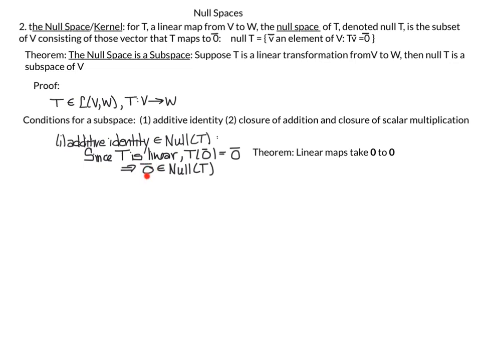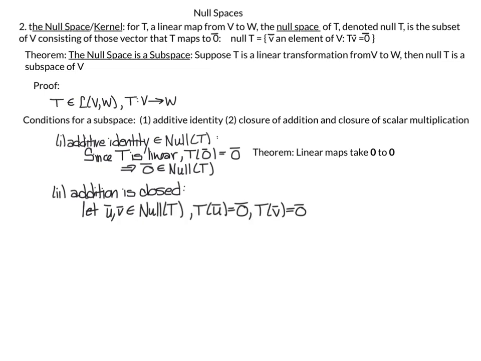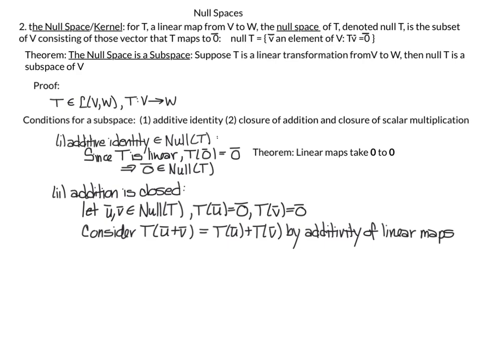And therefore, our additive identity 0 is in the null space of T. Next, we're going to show addition is closed. So we're going to take representative vectors u and v from the null space of T, and that means that T of u is equal to 0 and T of v is equal to 0. To show closure, then, we need to consider T of u plus v.